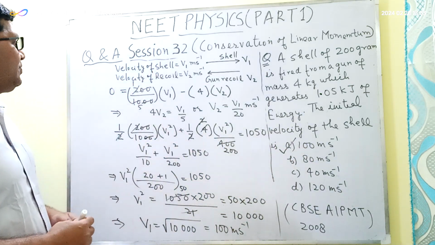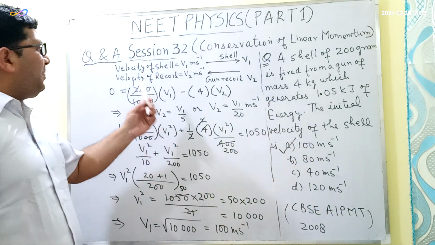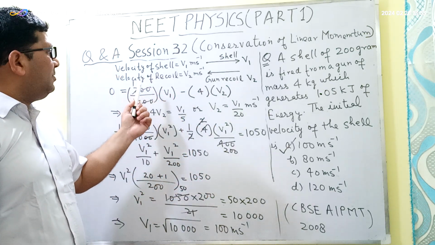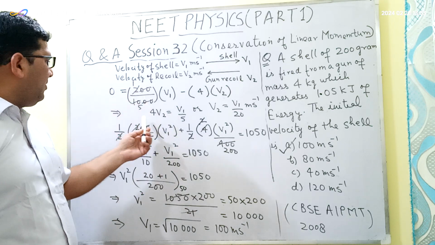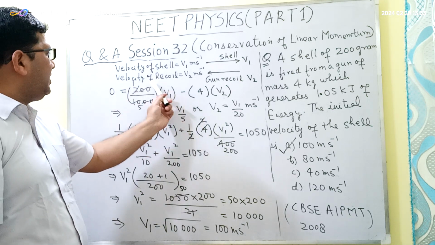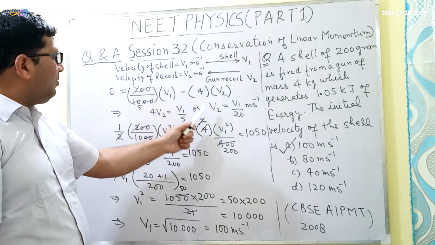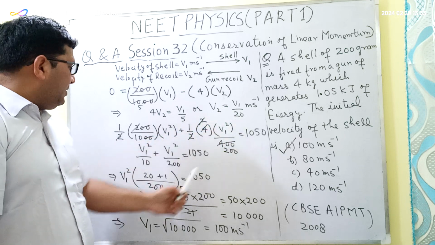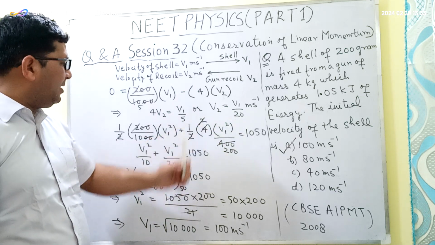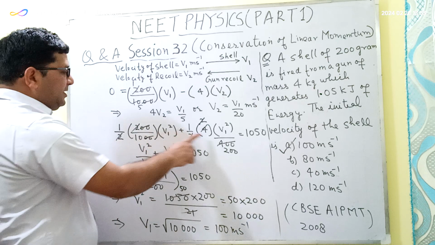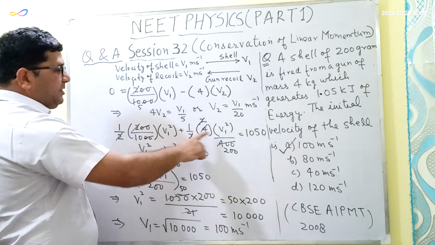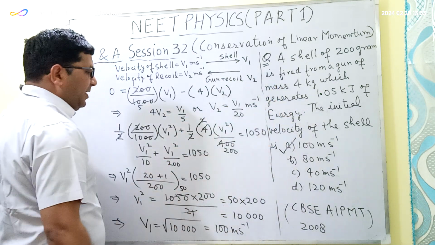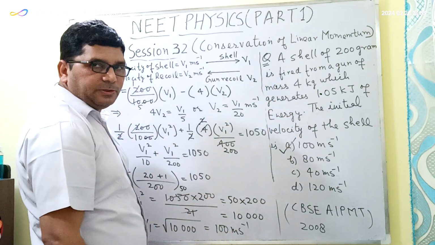So in this question the most important thing was to apply the law of conservation of linear momentum, and using this law I was able to find the velocity of the gun recoil in terms of the velocity of the shell. Thereafter I substituted this value in the second equation, in which the total energy generated due to this firing was equal to 1050 joules.